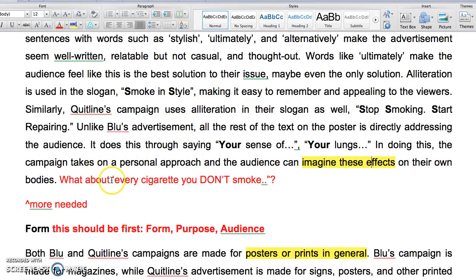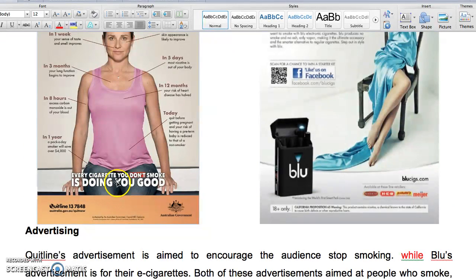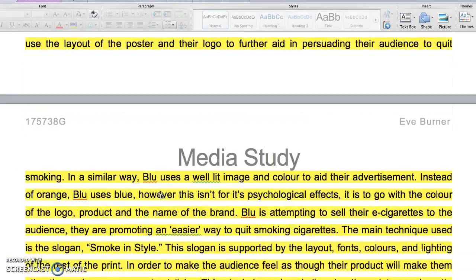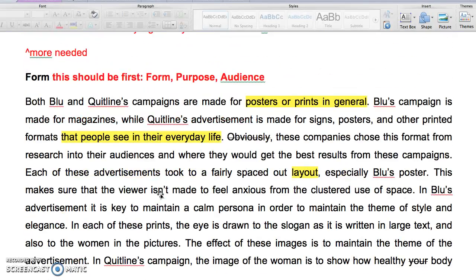But you haven't mentioned this slogan, every cigarette you don't smoke. I think it says, does you good. Or every cigarette you don't smoke is doing you good. So you need to analyze that. That's the sort of slogan of this campaign and was repeated on other posters. Okay, so Eve, you're going to need to go back and do a little bit more on those language features.